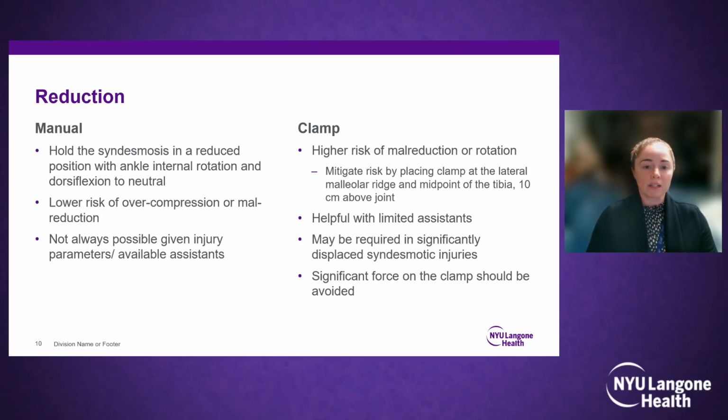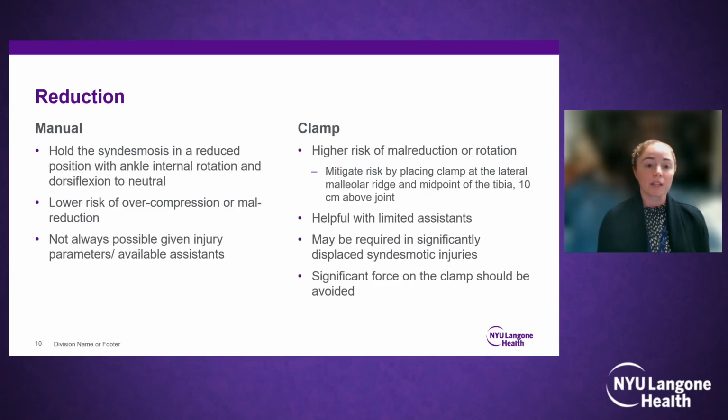So when you're placing the clamp, you're normally going to use some sort of periarticular clamp or a point of reduction clamp. And you want to make sure that you're directly over the lateral malleolar ridge on the fibula, and that you're just at the midpoint of the tibia, about 10 centimeters above the joint. They've shown that moving this clamp really in any different direction or having the tines not off the central axis can cause malreduction as you tighten the clamp. So you have to be really careful about that and be hyper cognizant as you utilize your clamp.